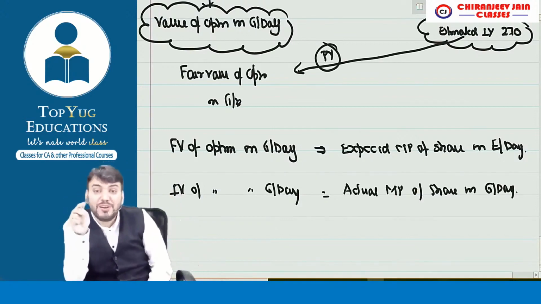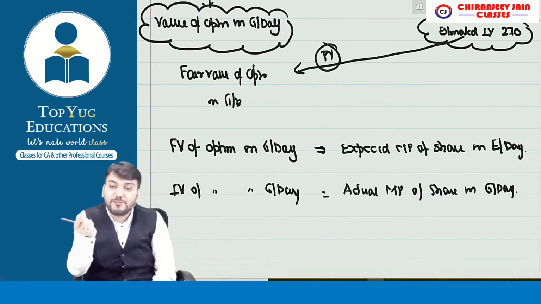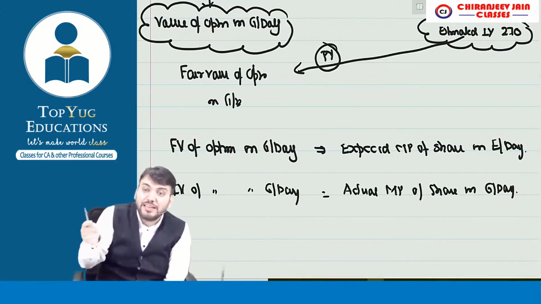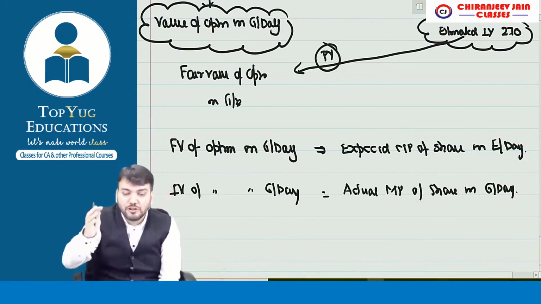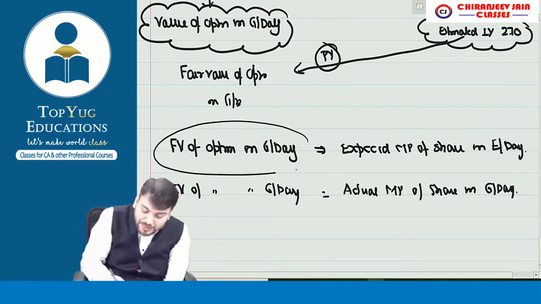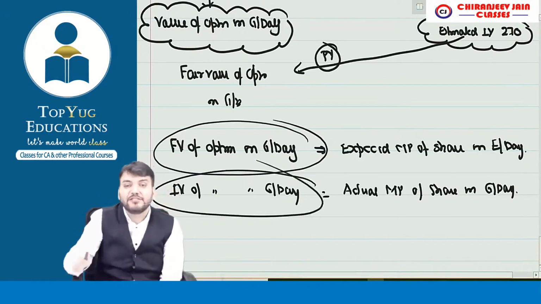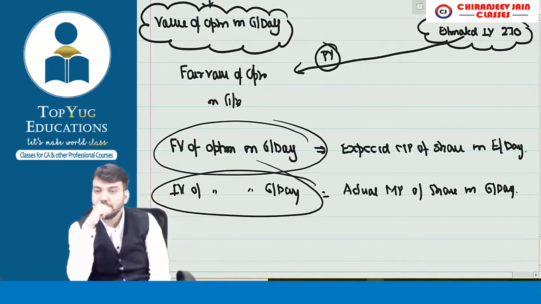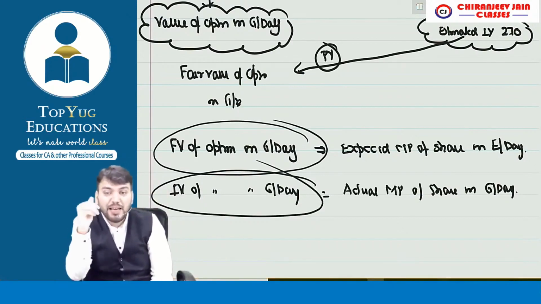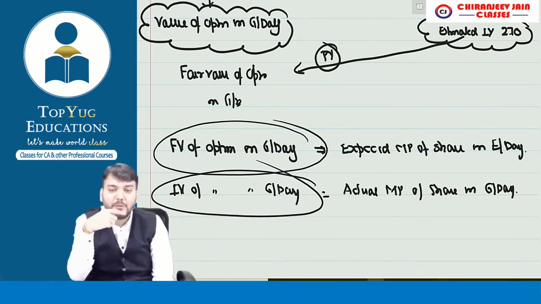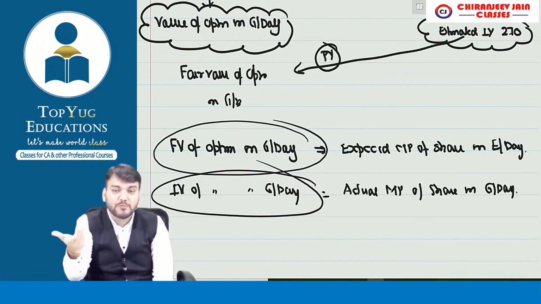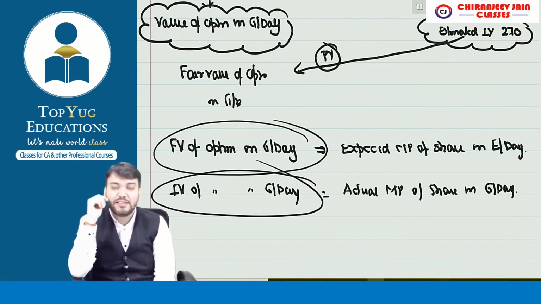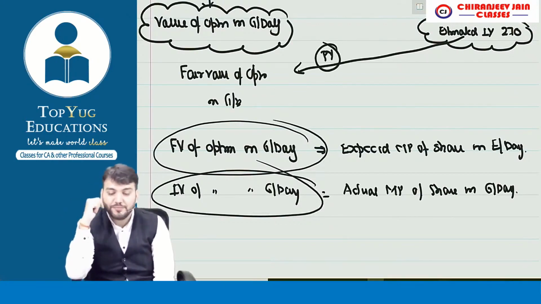They have given two ways of calculating the expense. One is based on the fair value of the option, one is based on the intrinsic value of the option. My question to you all: what do you think, which is the better way? Fair value of the option on the grant day or intrinsic value of the option on the grant day? Tell me, which is the better approach? That is my question to you all. Everyone respond.